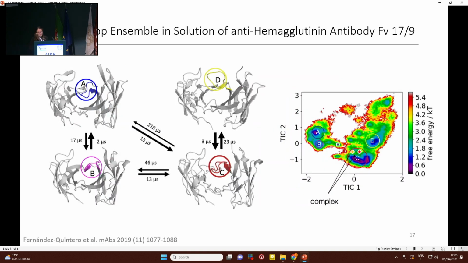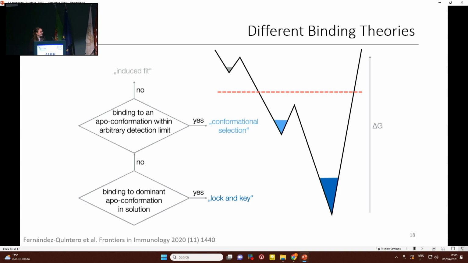Another interesting aspect that we observed: these simulations are performed without the antigen. So we were wondering, it's actually really interesting that the binding competent conformation lies in the dominant minimum in solution. And this actually brings me to discuss briefly our views on antigen binding.